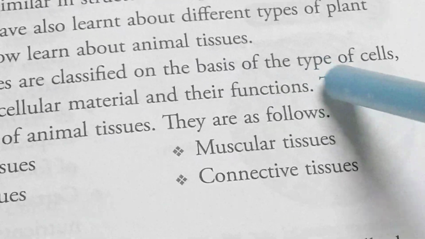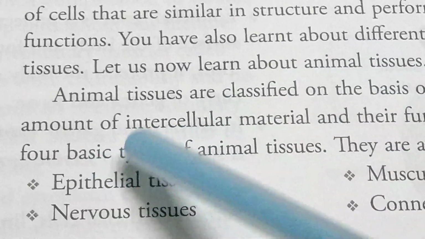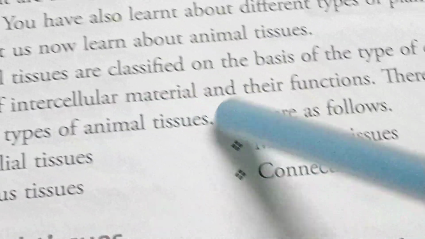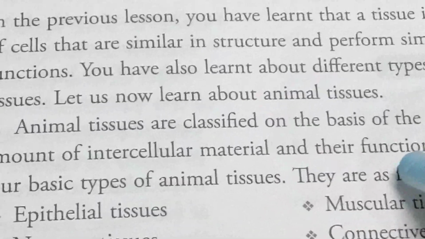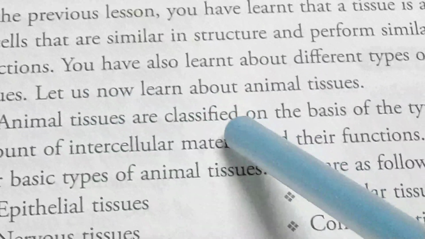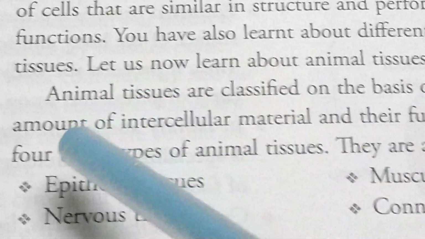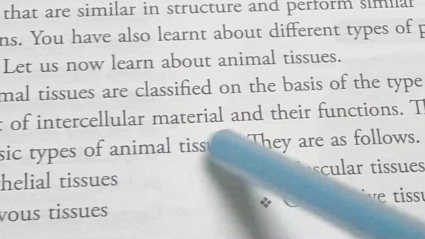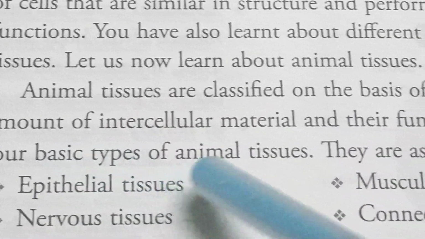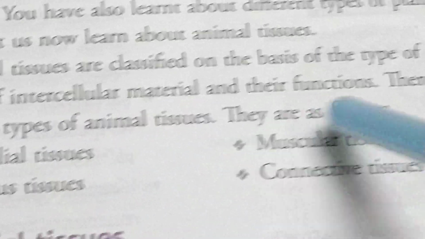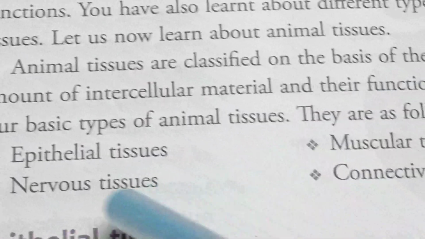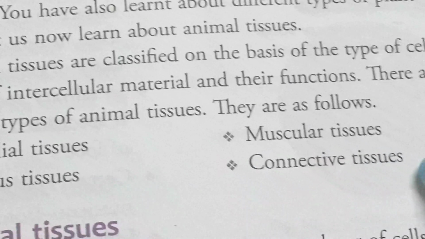Animal tissues are classified on the basis of the type of cell, amount of intercellular material, and their function. So basically, animal tissues are classified on the basis of the type of cell, amount of intercellular material and their function. There are four basic types of animal tissue. They are epithelial tissue, muscular tissue, nervous tissue, and connective tissue.